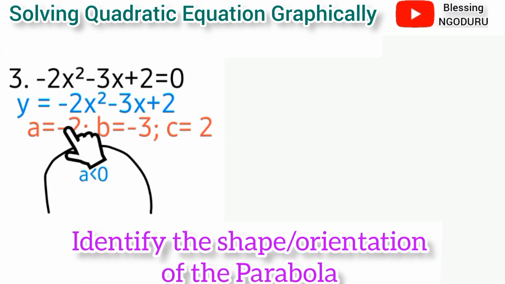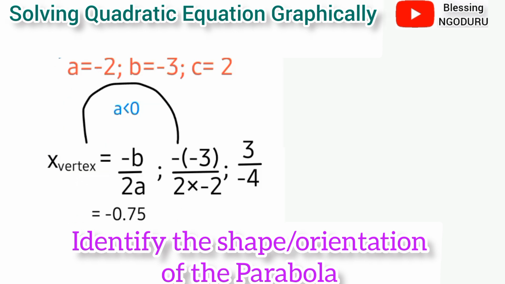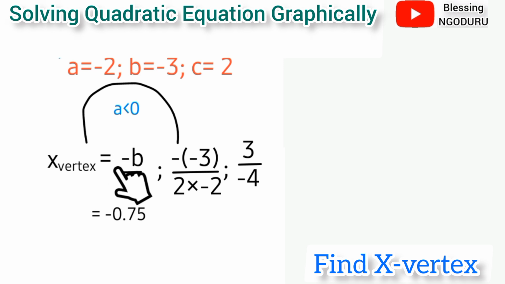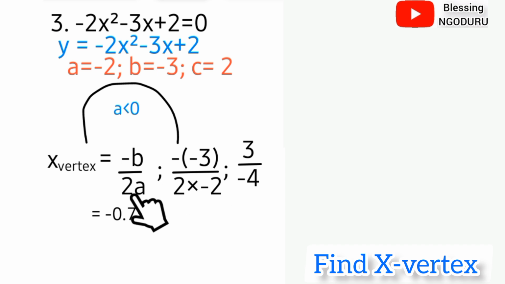Since the value of a is less than 0, this will be the orientation or the shape of the parabola. The x vertex is equal to minus b over 2a. Our b value is minus 3, divided by 2 times a, and our a value is minus 2.